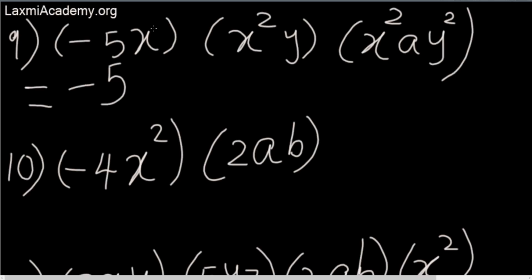Then we have variable x. The power here is 1, so you're going to write x. The power is 1, here it's 2, and here it is 2. So if you have seen my video on single digit addition, this will help you. So 1 and 2 is 3, 3 and 2 is 5.